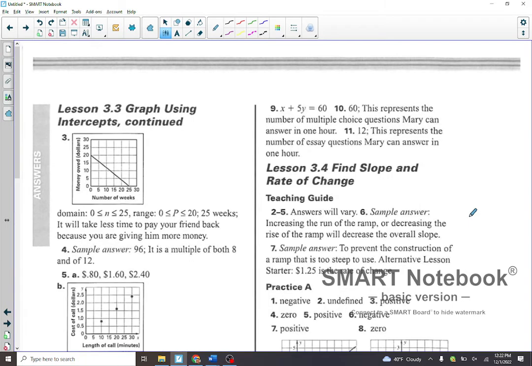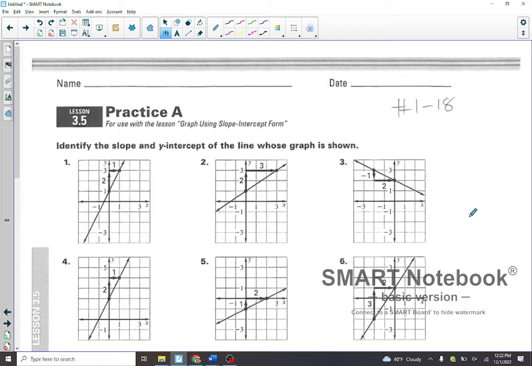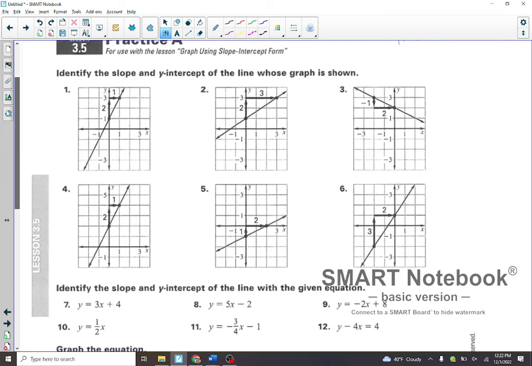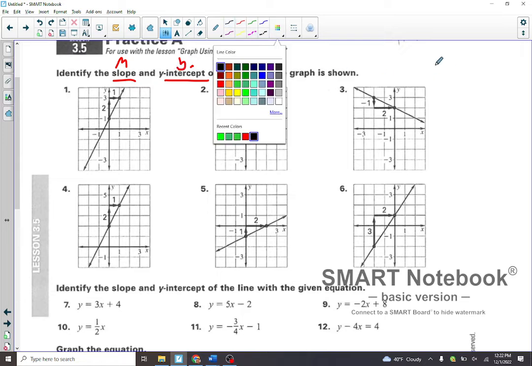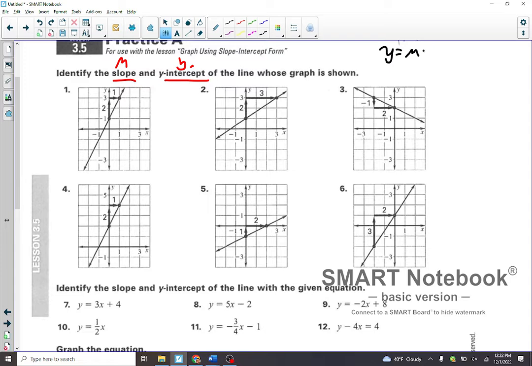Let's go to 3.5. Is this like what we just did with the moving up? Kind of. For 3.5, 1 through 18, identify the slope and the y-intercept. This one, they put the arrows here to make it a little bit easier. I won't be putting the arrows. You would just have to get the dots. So in this one, I have to find the slope and the y-intercept. Remember, the slope is the m, the y-intercept is the b, and the equation overall is y equals mx plus b.